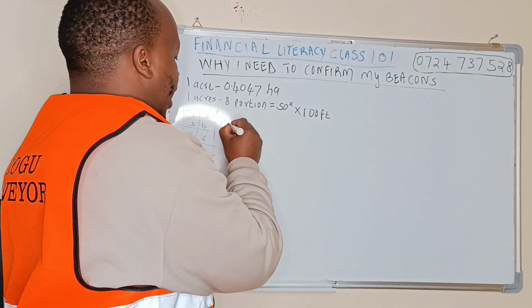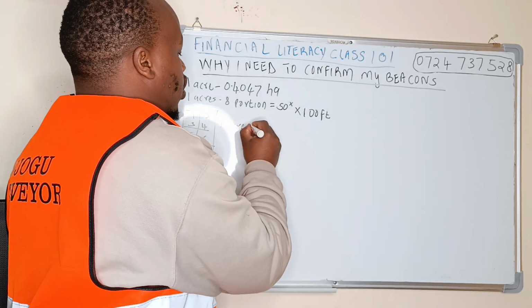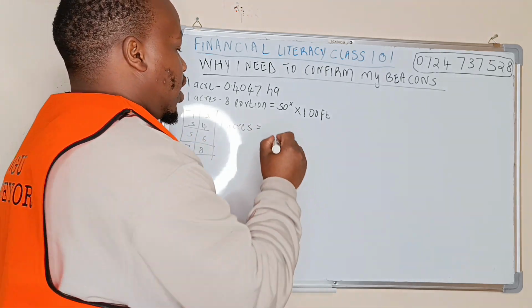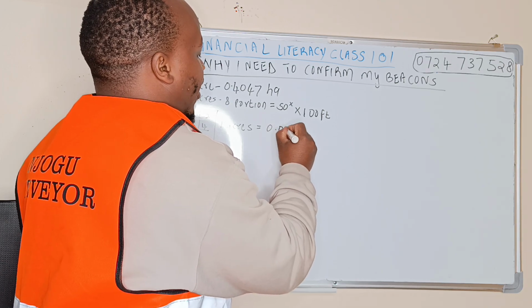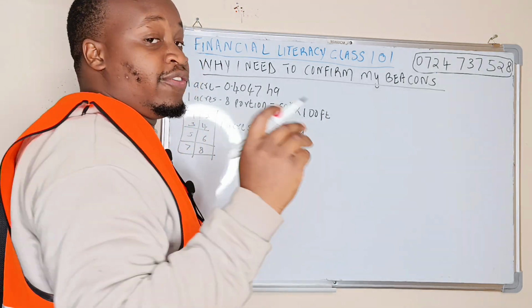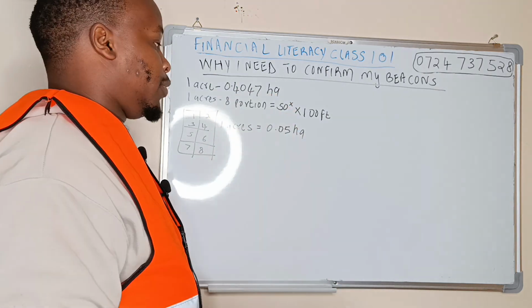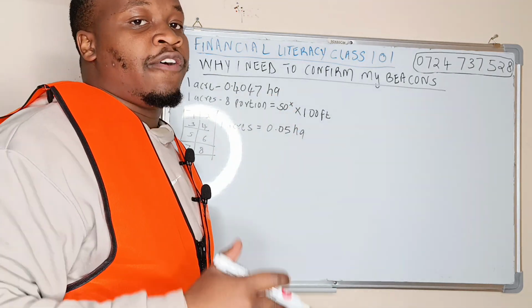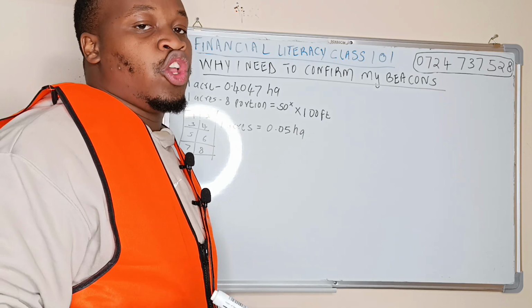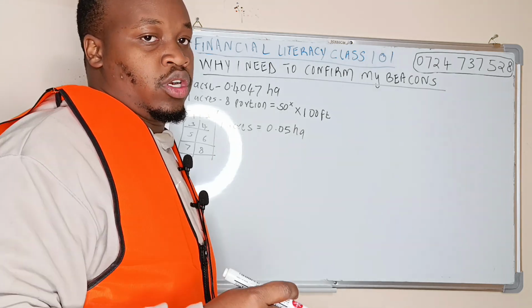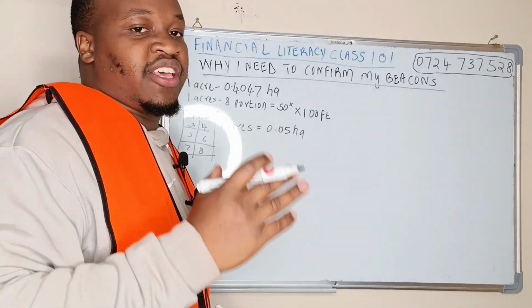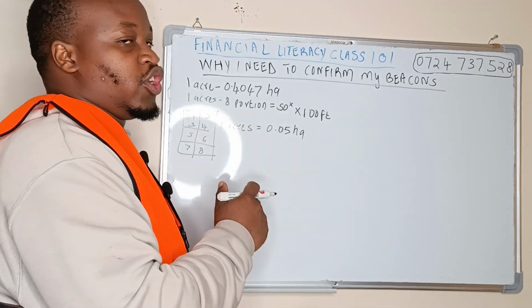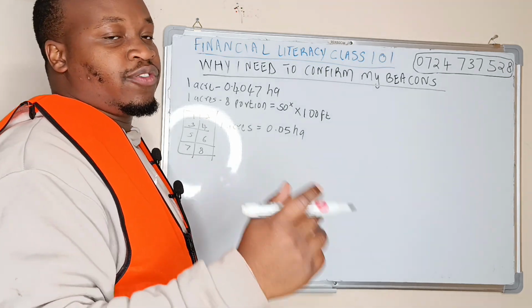For 1 acre, once you divide it into 8 portions, each portion will be 0.05 hectares. But remember, for you to subdivide a parcel, you need to include the area of a road. The road is called accessibility. For the land survey board to approve your subdivision, we have to include a road.